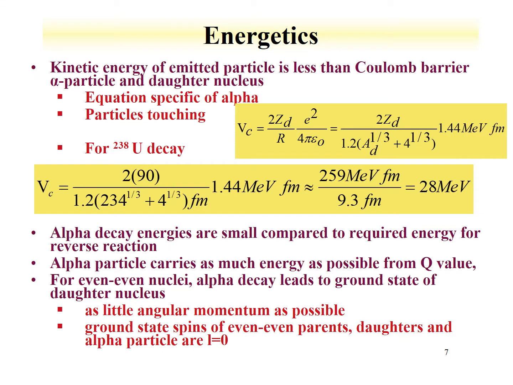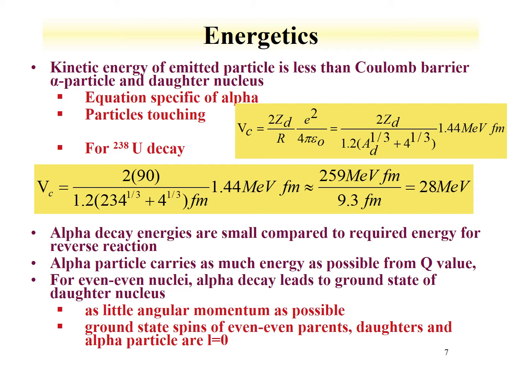One interesting observation about these energetics is that the alpha particle energy is often less, and often far less, than the Coulomb barrier of the alpha particle and the daughter. So in other words, the energy that it takes for an alpha particle to leave the nucleus is often much, much less than the energy needed to push that alpha particle into the daughter to reform the nucleus. And we can evaluate this by evaluating the Coulomb barrier.